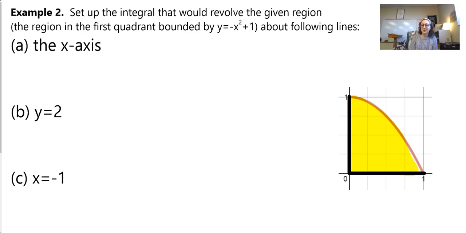All right, so let's try part A. We're going to take this region and rotate it about the x-axis here, okay? So, do we want disk method or washer method? This is going to be disk method from last time, because notice there's no empty space between the axis of revolution and that yellow region.